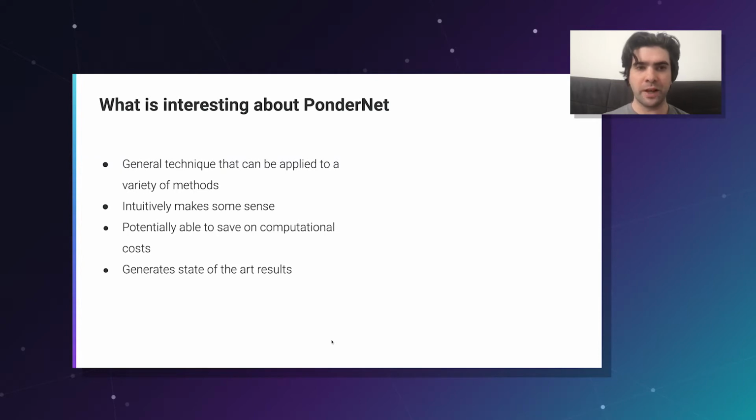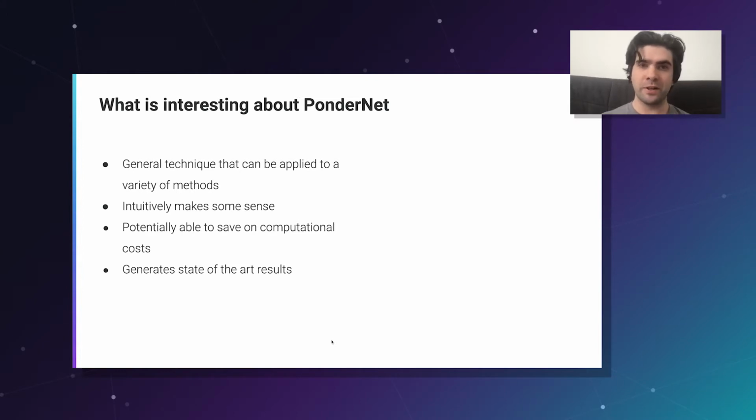Secondly, it kind of intuitively makes some sense. I think in our field, especially, a lot of methods can kind of seem black boxy, and you can kind of struggle to wrap your head around why something might work. But being able to ponder over a problem and spend more time thinking about a problem is something that all of us do intuitively day to day. So it's kind of refreshing to see something like that appear in a neural network that's able to achieve really great results as well.